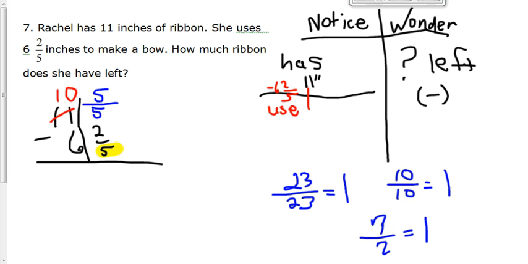So now we can go ahead with our subtraction. All we have to do is subtract our top numbers. 5 minus 2 is 3. And then the denominator stays the same. And 10 take away 6 is 4. So she's going to have 4 3/5 of an inch of ribbon left over.